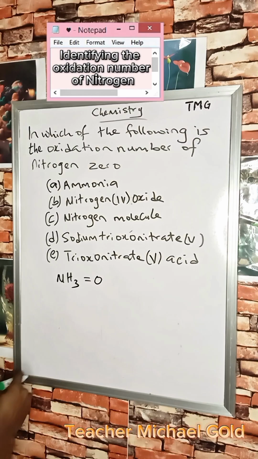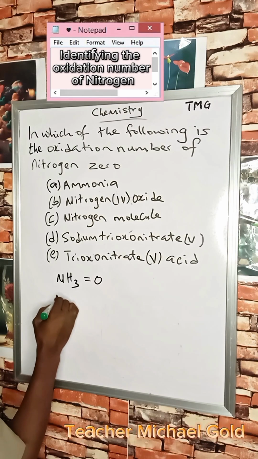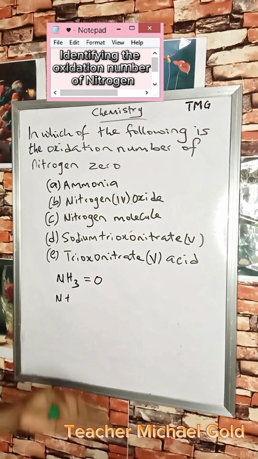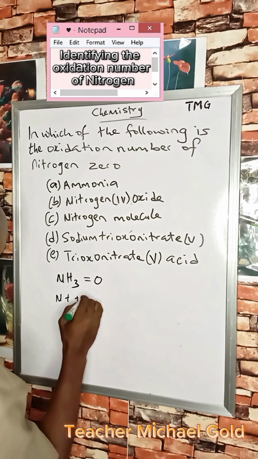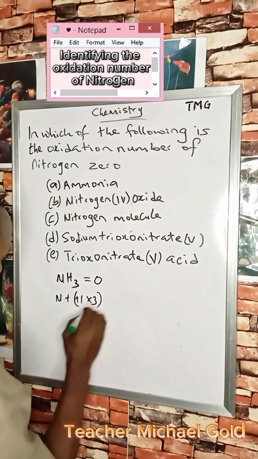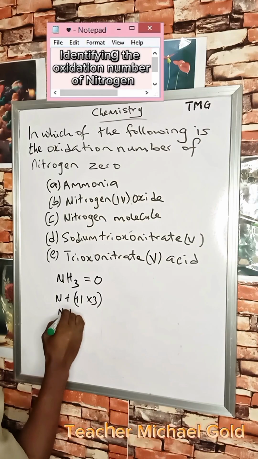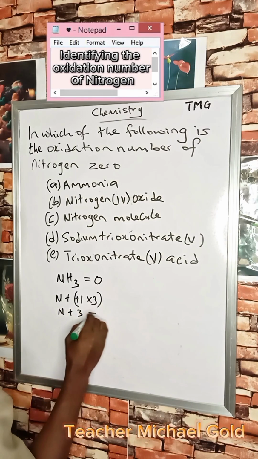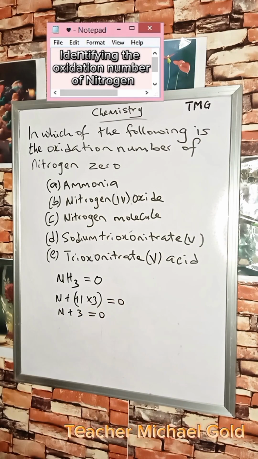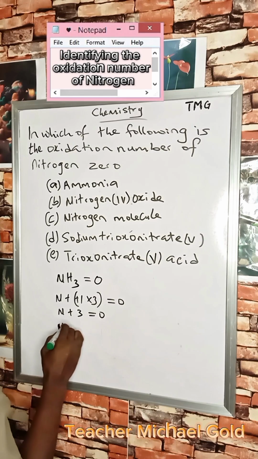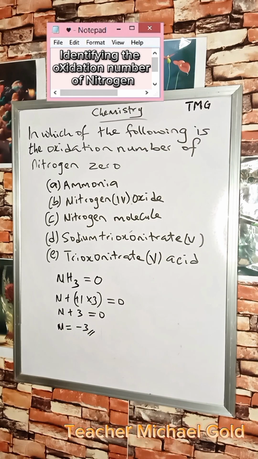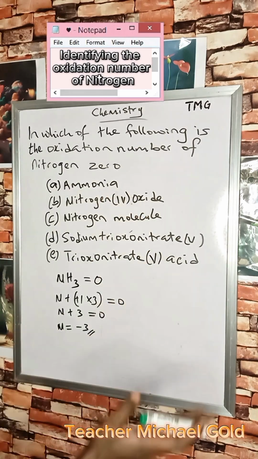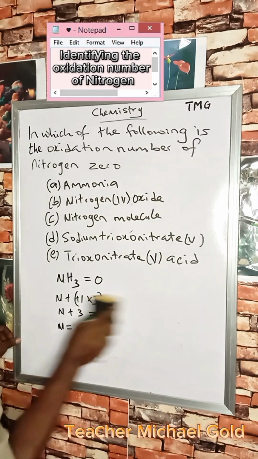So we can now say that N plus the oxidation number of hydrogen, which is +1, times 3, gives N plus 3, and everything is equal to 0. So N will be equal to -3. That is the oxidation number of nitrogen in ammonia, so it is not the answer to our question. So the next one.